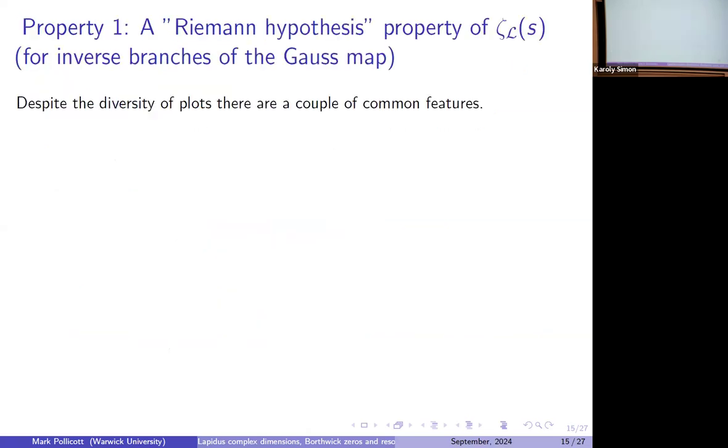Okay. And so what can we say about all of these different examples in the case where we have a Cantor set generated by inverse branches of the Gauss map? Well, there are some common features.